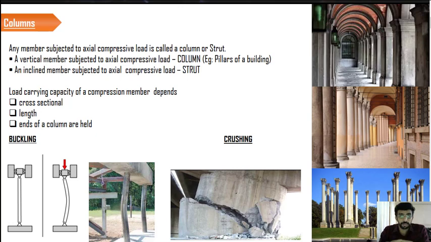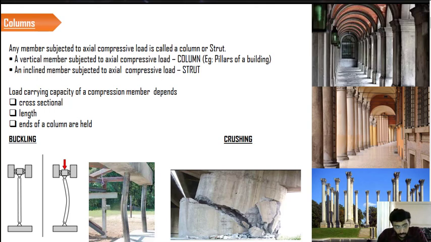Now what about columns? Columns are the ones which carry the load. Columns are designed to carry these loads. They are directly carrying the load. So in simple words, we can say that columns carry load and beams carry the effect of this load. That's the easiest way of explaining the column.